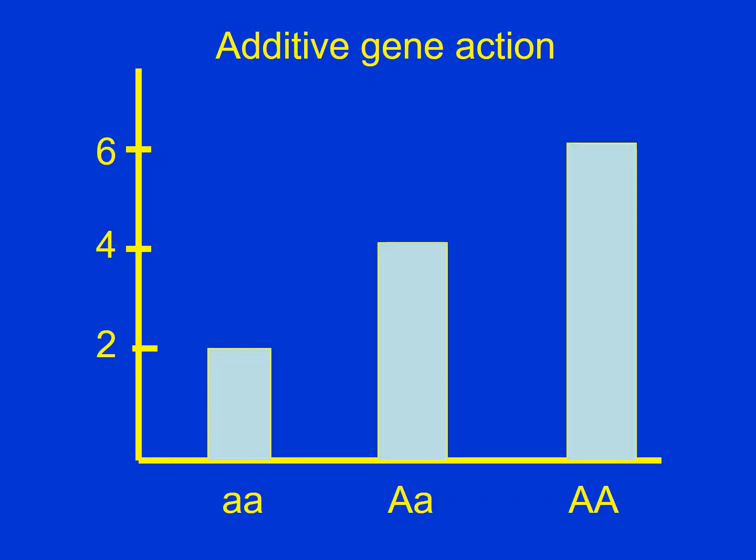And this is illustrated by this graph here. So on the x-axis, we have our 3 genotypes. On the y-axis, we have our values. And notice that we could draw a straight line here, and the heterozygous individual is the midpoint between the two homozygous genotypes, the homozygous dominant and recessive.